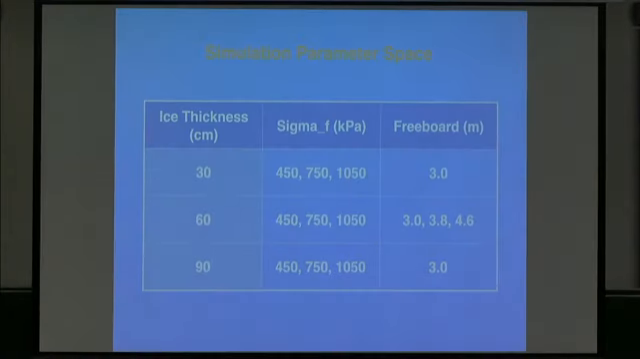So we did a whole bunch of simulations. Here's our parameter space. We've got ice thickness of 30, 60, 90 centimeters, strength of 450, 750, 1,000, kind of a weak ice sheet, a medium ice sheet, and a strong ice sheet, and a freeboard of 3, 3.8, and 4.6. And these were chosen with the Kolumka structure and the Caspian in mind.